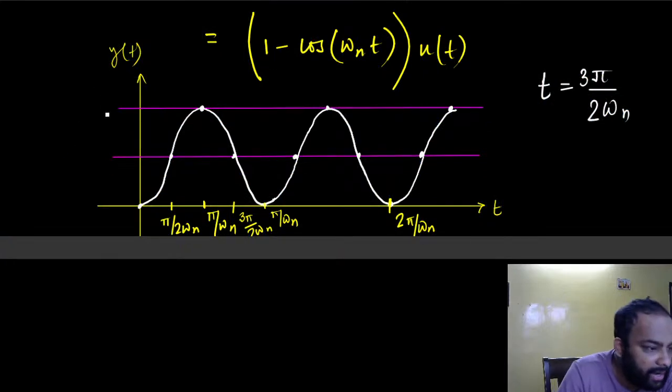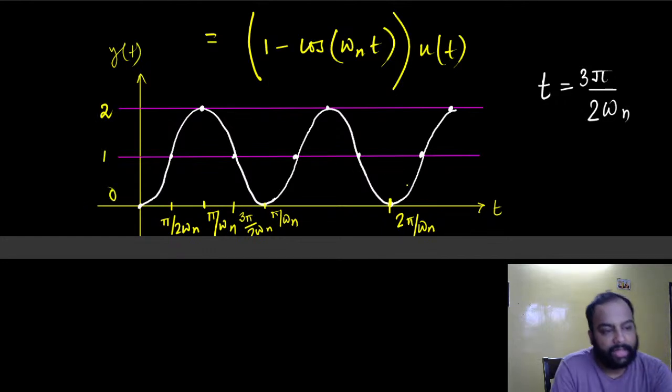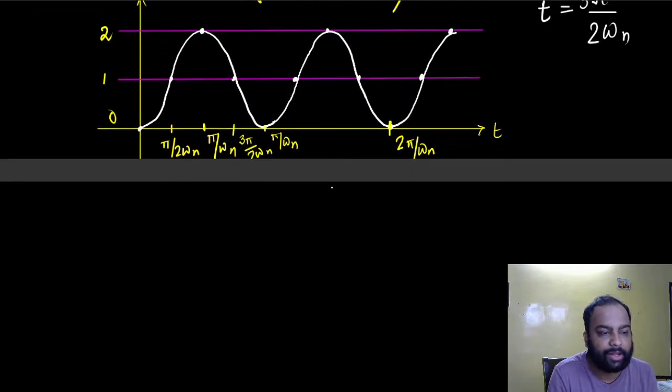Okay, and here the value of the output is 2, here the value of the output is 1, and here the value of the output is 0, right? So that's the output of the system when the value of zeta is equal to 0. Now think about this in terms of the mechanical system, because that would be easier for you to understand.